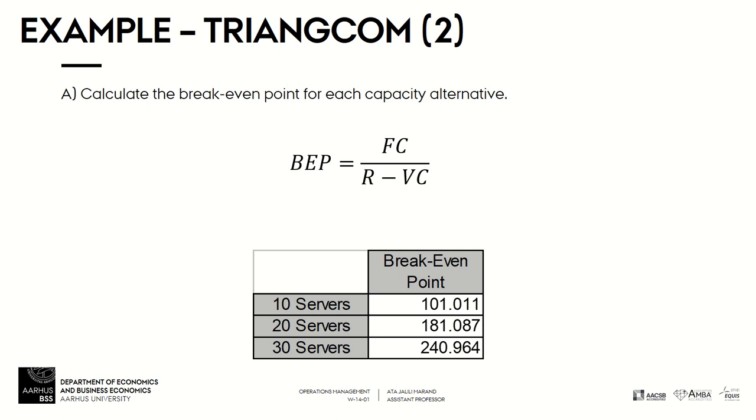What does this number say? It says that for the first scenario, for example, we need a business activity level more than 101,000 in order to be profitable. After that point, we will start to make money. But if we have a business activity level less than this 101,000, then our total revenues will not cover our total costs, or in other words, our costs will be higher than our revenue.